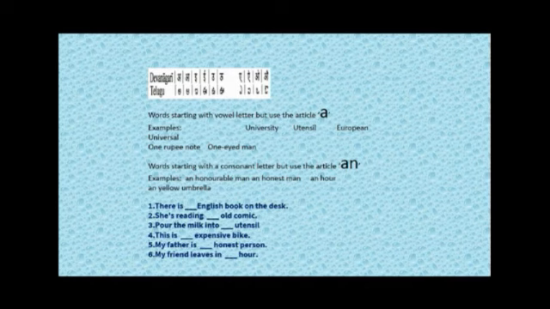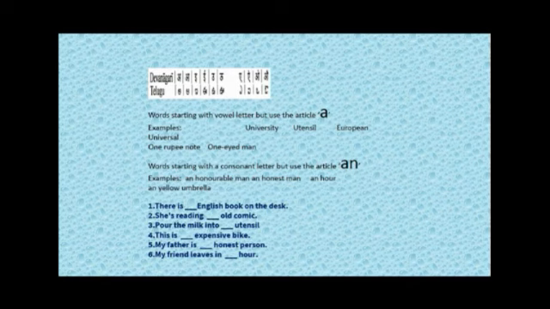Here are some examples: university, utensil, European, one rupee note, one-eyed man. All these words are starting with a vowel letter but not a vowel sound. So we have to use a. Okay, we'll check out whether the trick works here. University, yeah. Would it fall between a to aha? No. It falls in ya, ra, la, va there. So it's not a part of the a to aha group. So no an, only a. Same with utensil, same with European, same with one rupee note, same with one-eyed man.